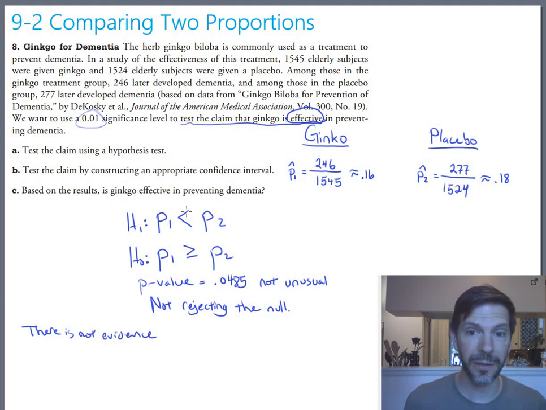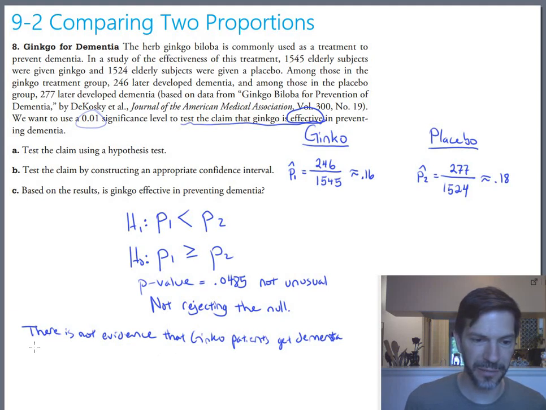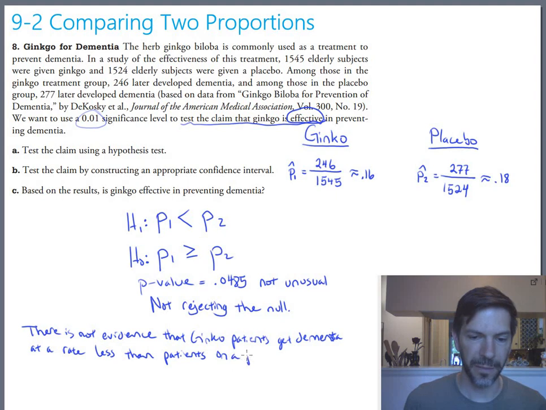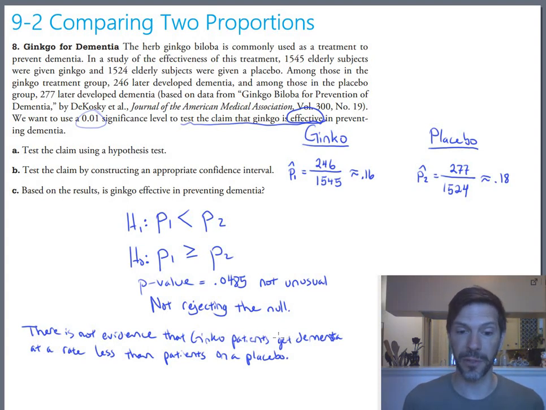There's not evidence that P1, which is ginkgo patients, get dementia. I cannot spell dementia. There's not evidence that ginkgo patients get dementia at a rate less than patients on a placebo. So again, I'm still basically saying there's not evidence that the first proportion is less than the second proportion. And when I write my sentence, I just need to say what those proportions actually are.